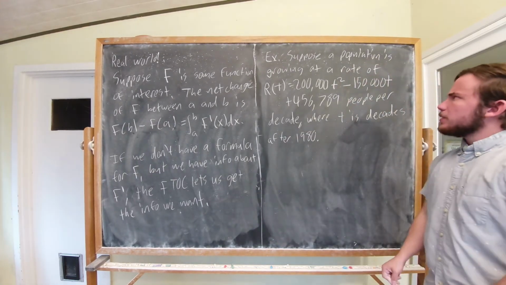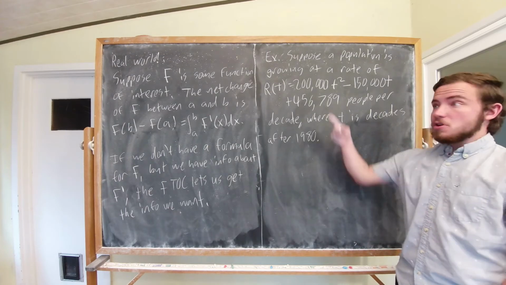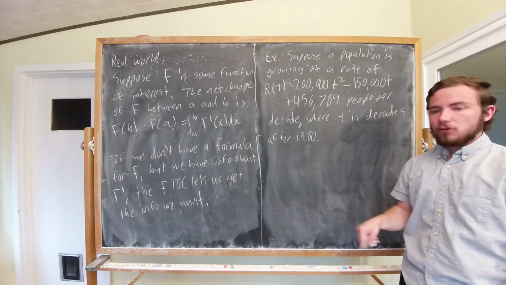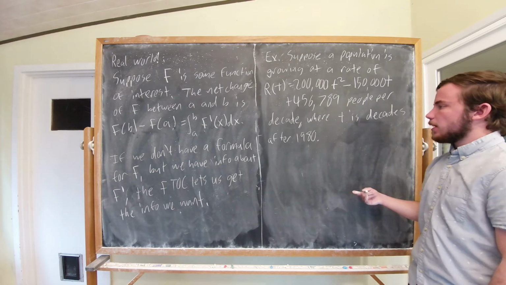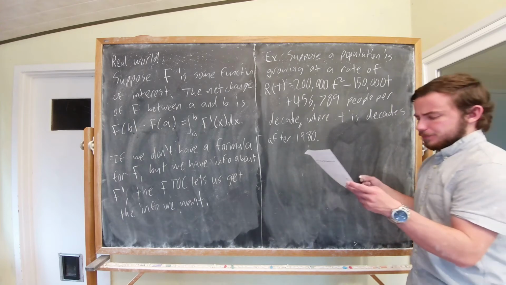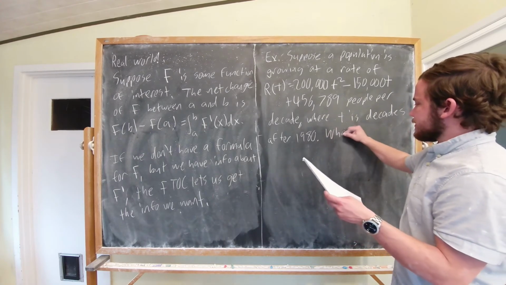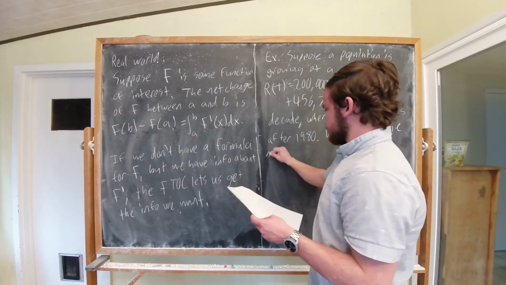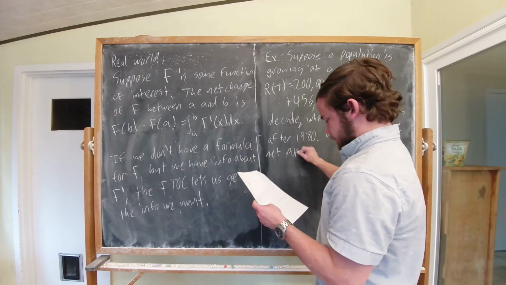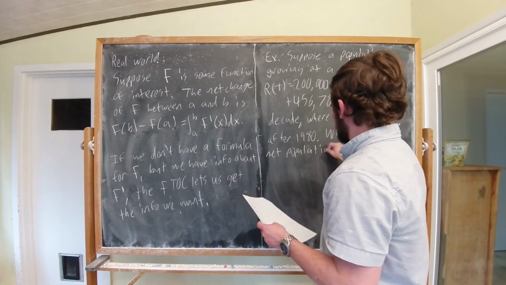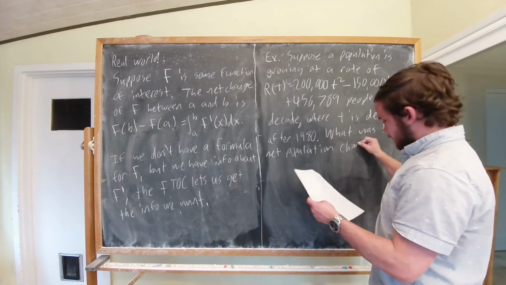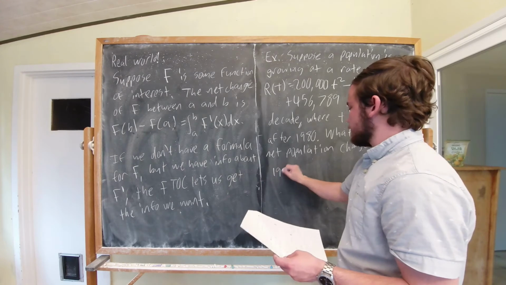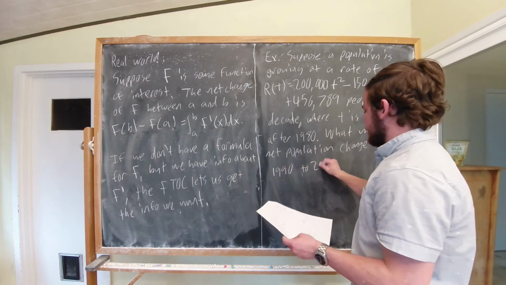So you have some population and you know it's growing, you know the rate it's growing at, but you don't know an actual function for that population. Okay, well, what do we want to know? What was the net population change from 1990 to 2010?